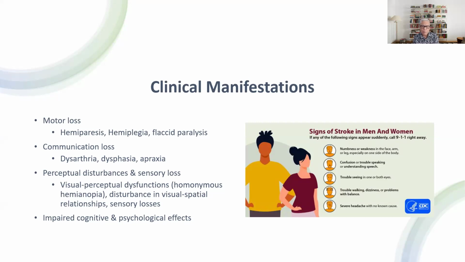When we say visual perceptual dysfunctions, this could include, for example, a loss of half of the visual field. So if, for example, I'm just going to illustrate it over here.